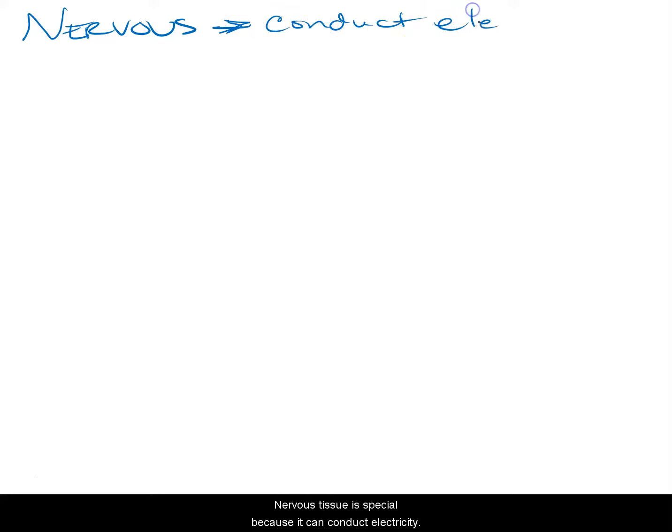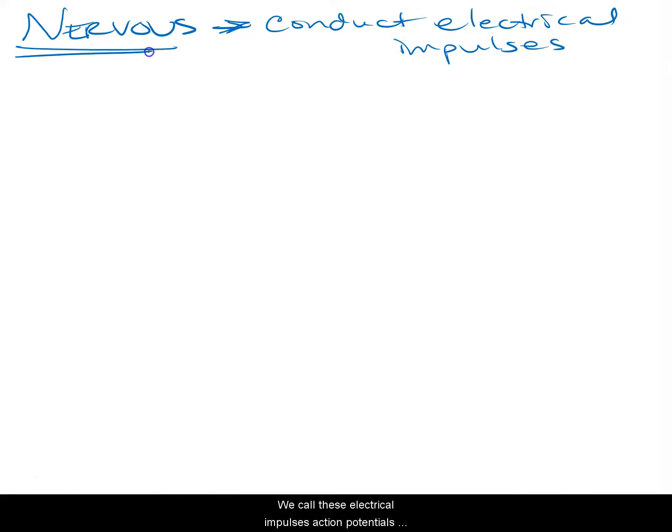Our next tissue type is nervous tissue. Nervous tissue is special because it can conduct electricity. We call these electrical impulses action potentials, and we will get into those in a lot more detail when we get to nervous system.